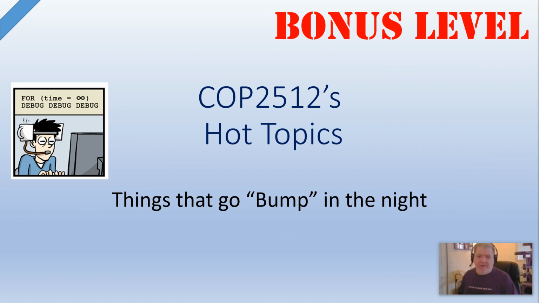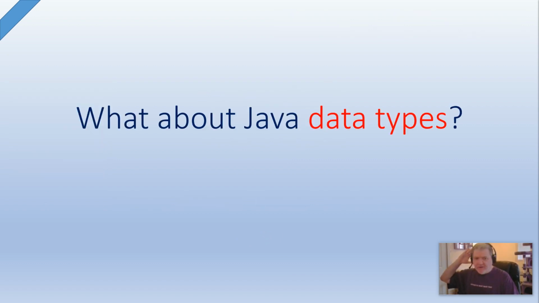Here we are. So let's talk about things that go bump in the night, things that are not always straightforward to understand. I already talked a lot about data types in Java. I mentioned the fact that we have two different families of data types. On one hand, we have the primitive data types. On the other hand, we have the reference data types. And I gave you an informal definition of them.